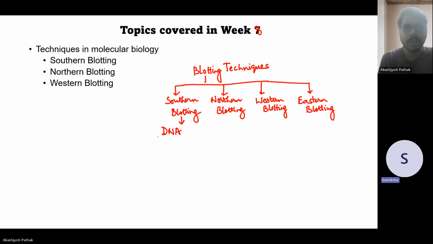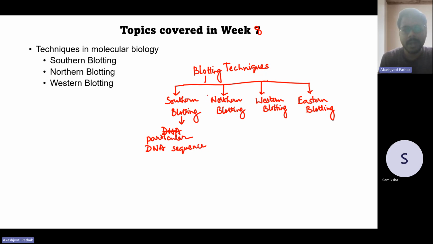Okay, so in week 8, we covered the blotting techniques. First of all, what is Southern blotting? Why is it done? This experiment is carried out to identify or detect a particular nucleotide sequence in my DNA. If you want to identify whether a particular sequence is present in the DNA, then this is the technique you have to use.